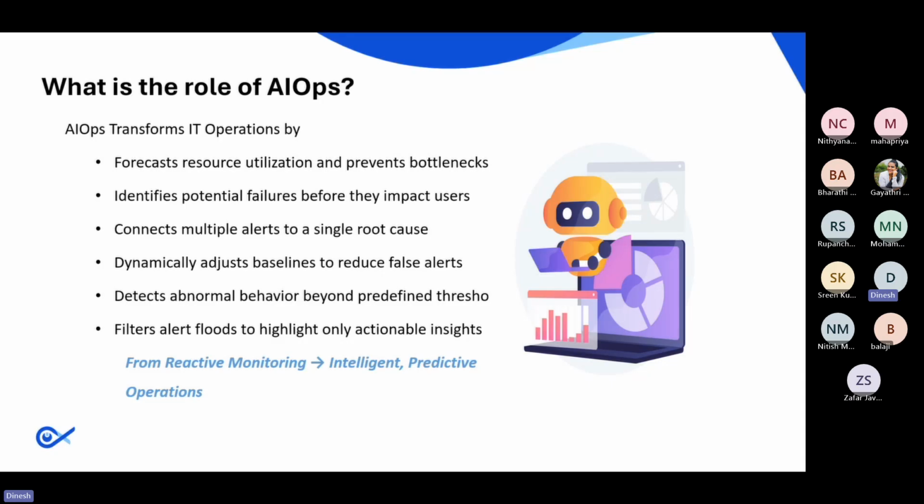The thresholds are automatically adjusted based upon the number of inputs, it detects abnormal behavior beyond the predefined thresholds, and filters alerts to highlight only actionable insights. So from this, we can conclude that from reactive monitoring, the system is turning into intelligent and predictive operations.